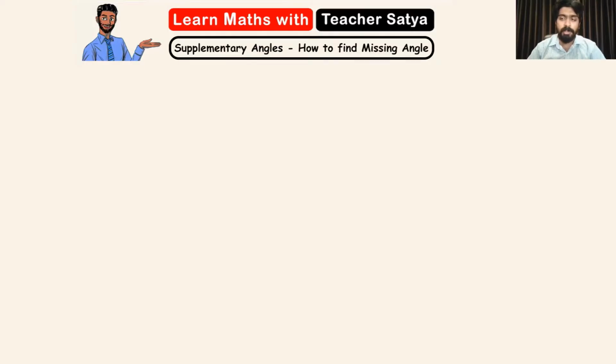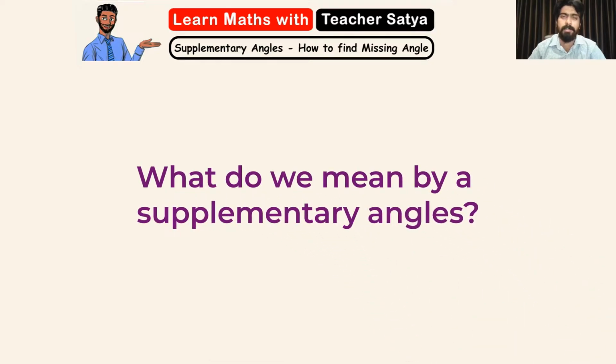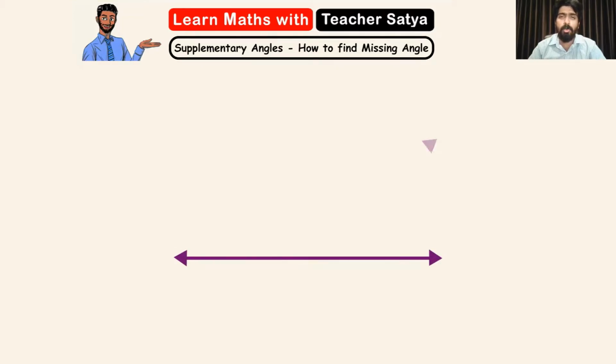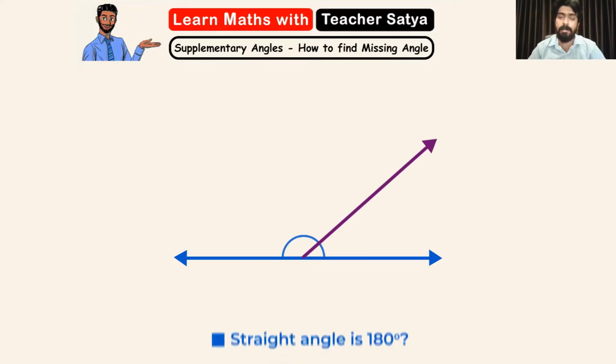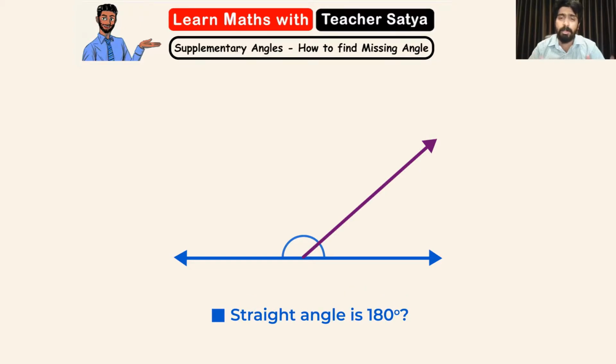So before we start solving some questions, let's understand the definition of a supplementary angle. Supplementary angles mean when two or three angles add up to a straight angle, right guys? So what that means is again, when two or three angles add up to 180 degrees. All right guys, now let's solve a few questions.